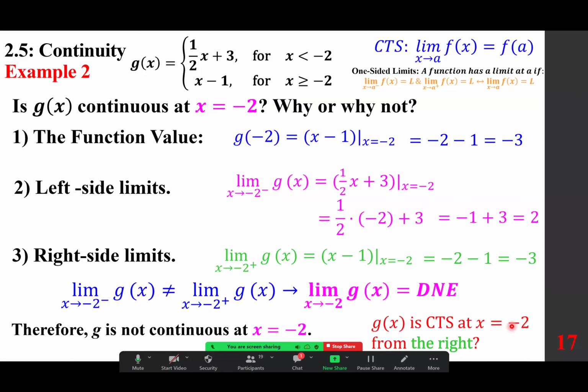Is g of x continuous at x equals negative 2 from the right? Well, here's the functional value. Here's the limit from the right. Because the functional value and the limit from the right are identical, we say the function is continuous at x equals negative 2 from the right.